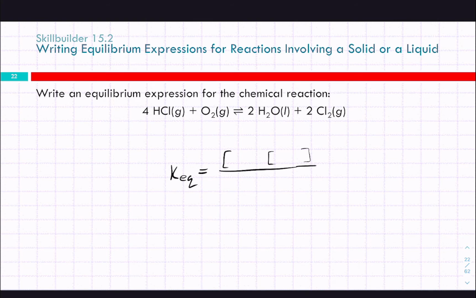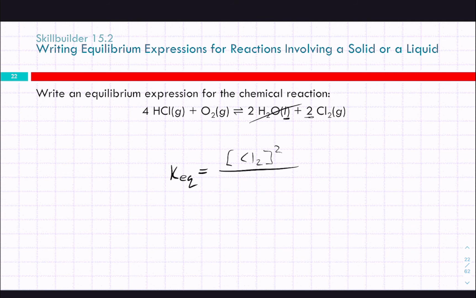Oh, wait. H2O squared. I messed up a little bit. So H2O is liquid, so I shouldn't have written 2 sets of brackets. H2O is a liquid, so we leave out liquids and solids. So we're going to have Cl2 squared. It'll just be Cl2, and then squared, because it has the 2 coefficient.